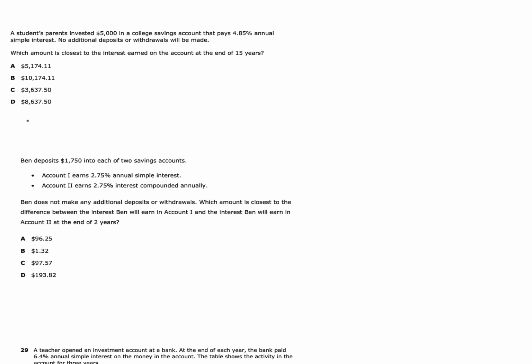Here we have a student's parents who invested $5,000 in a college savings account that pays 4.85% annually, simple interest. No additional deposits or withdrawals will be made. Which amount is closest to the interest earned on the account at the end of 15 years? So we have the principal, we have the rate, we have the time. And we know that interest is the principal multiplied by the rate multiplied by the time.